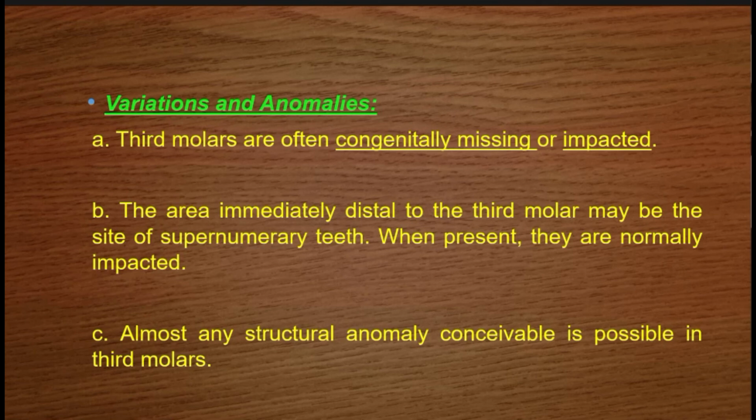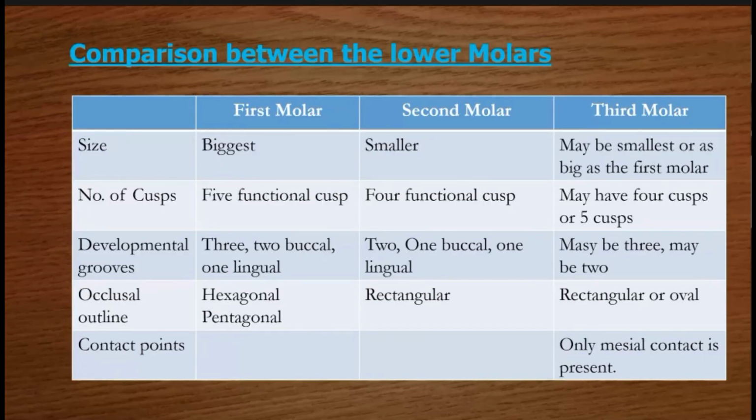Now this is the important slide, the comparison between the lower molars: the first molar, second molar, and third molar. Size: the first molar is the biggest, the second molar is the middle one, smaller. The third molar may be the smallest or as big as the first molar, maybe very big, maybe very small. Number of cusps: the first molar has 5 functional cusps, the second molar has 4 functional cusps, and the third molar may have 4 cusps, 5 cusps, 3 cusps, or more than 5 cusps. Developmental grooves: the first molar has 3, 2 buccal and 1 lingual.